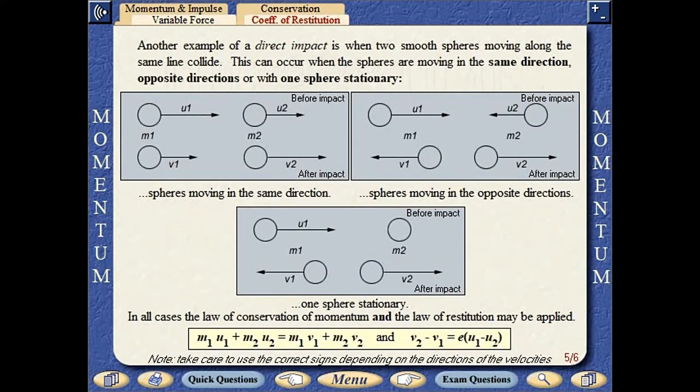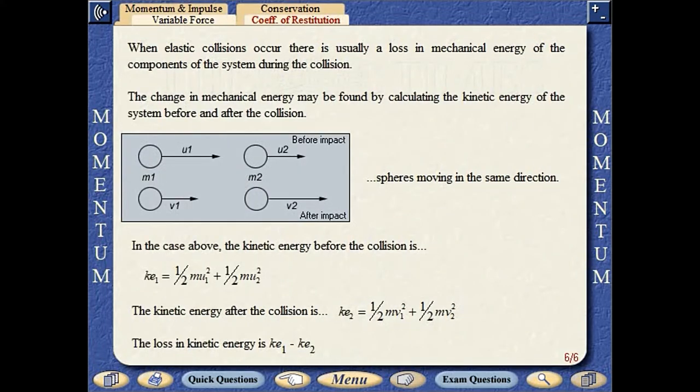Another example of a direct impact is when two smooth spheres moving along the same line collide. This can occur when the spheres are moving in the same direction, in opposite directions, or with one sphere stationary. In all cases, the law of conservation of momentum and the law of restitution may be applied. When elastic collisions occur, there is usually a loss in mechanical energy of the components of the system during the collision. The change in mechanical energy can be found by calculating the kinetic energy of the system before and after the collision.